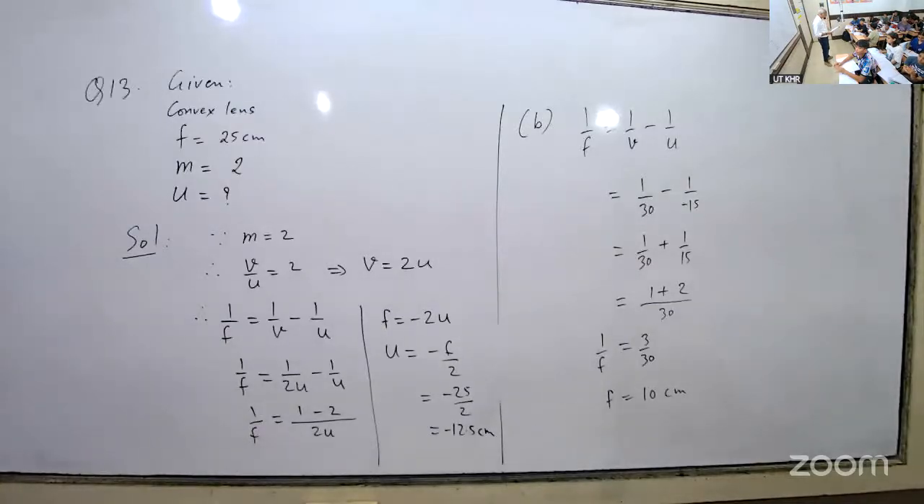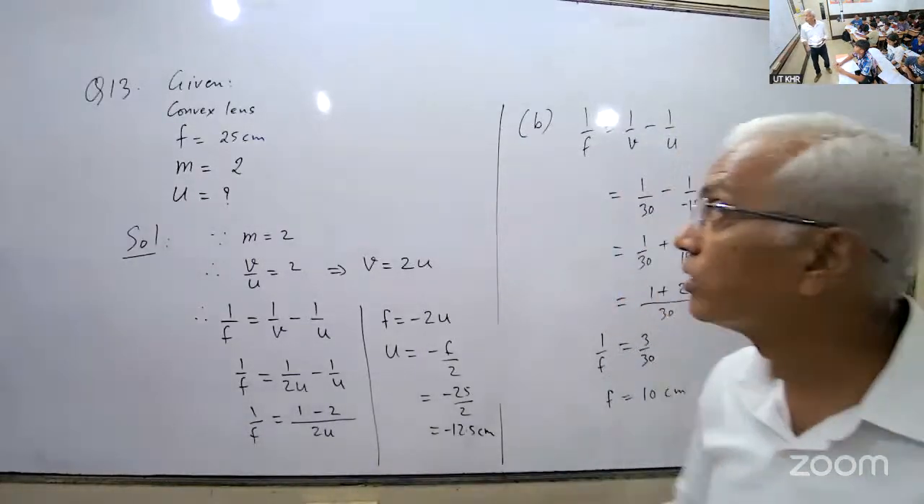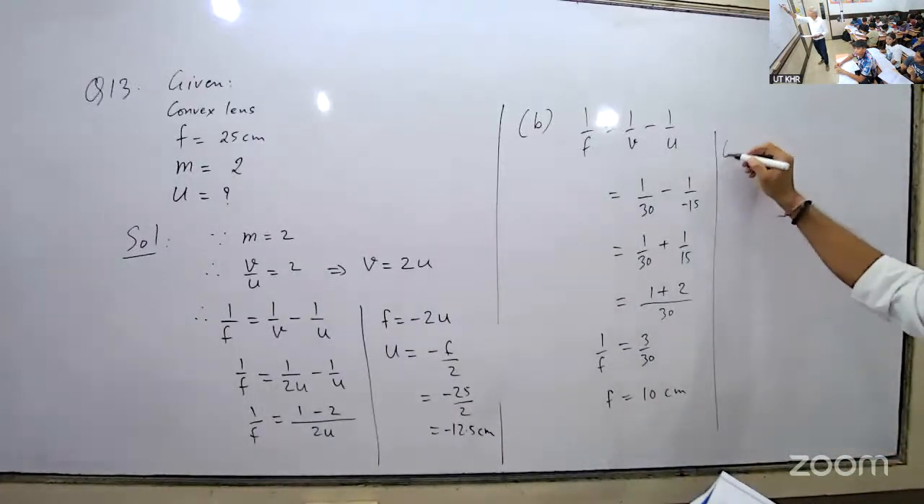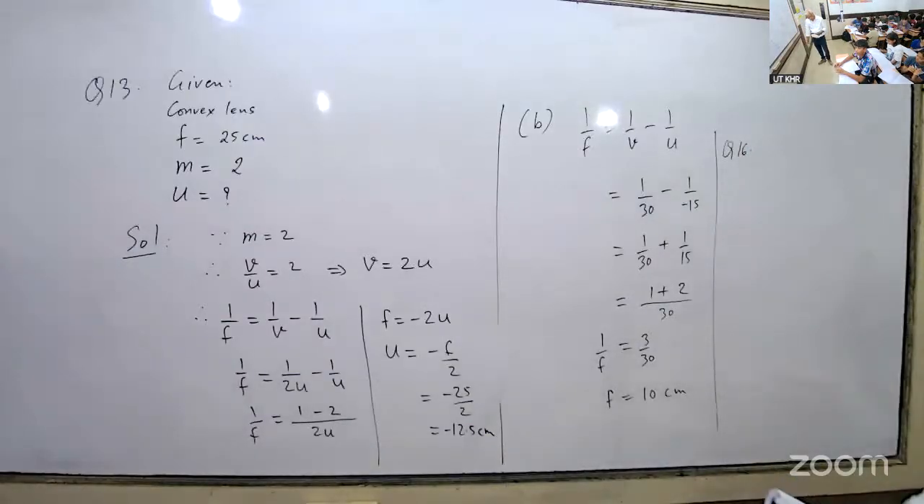So we have 3 more questions. Is it time? So 2 minutes. We can do the last question. And the 2 questions we'll do in the next class. What is the last question? Question 16. Focal length of convex lens is 25 centimeter. Express its power with sign. What is the formula for power?